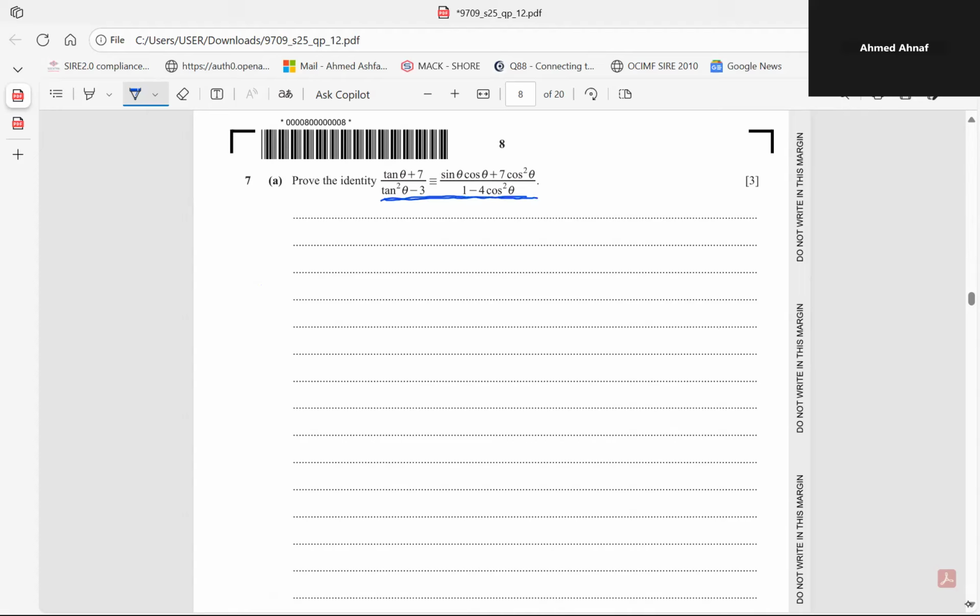So for proving identities questions, what you should do is start from the more complex side. So in this case, the right-hand side seems to be more complex. So we are going to start from there. Okay, so let's write down sine, cosine, plus 7 cosine squared over 1 minus 4 cosine squared theta.